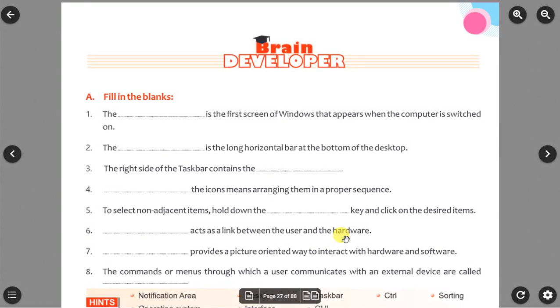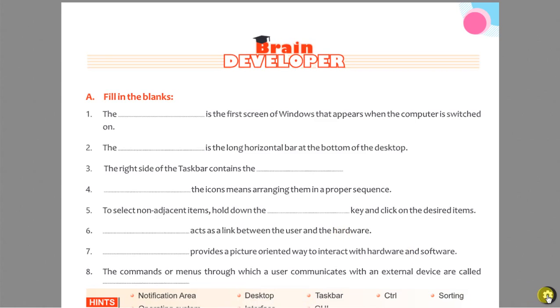Students, today we will have a revision of second lesson, that is GUI, operating system and introduction. In this lesson today we will discuss all the fill in the blanks, true or false, application based questions and multiple choice questions. Question A, fill in the blanks. The dash is the first screen of Windows that appears when the computer is switched on. Answer is desktop. The desktop is the first screen of Windows that appears when the computer is switched on.